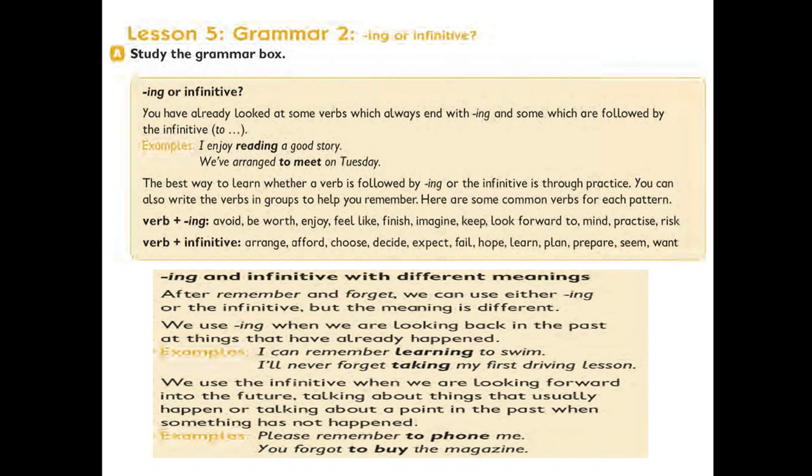So after remember and forget, we can use either ing or the infinitive, but the meaning is different. Be careful with this point. We use the infinitive when we are looking forward into the future, talking about things that usually happen, or about a point in the past when something has not happened. Examples: please remember to phone me; you forgot to buy the magazine. So be careful with the two verbs, remember and forget.